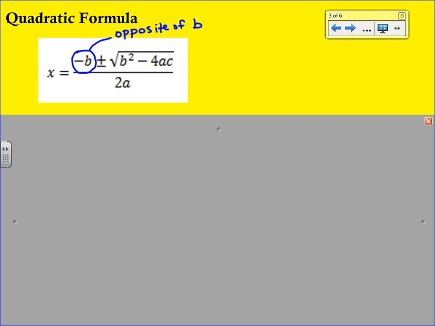Second, you'll notice what's underneath that big square root is a little formula that should look familiar. That is the discriminant. And remember, this is the piece that tells us how many solutions we're going to have. So if we come up with a discriminant that is a negative number, we can't take the square root of a negative number. So that'll be the only time that we write no solution.